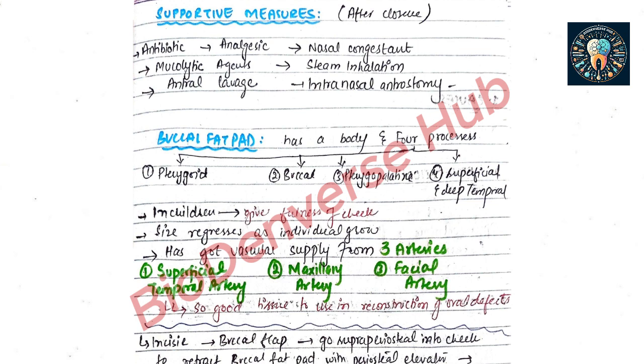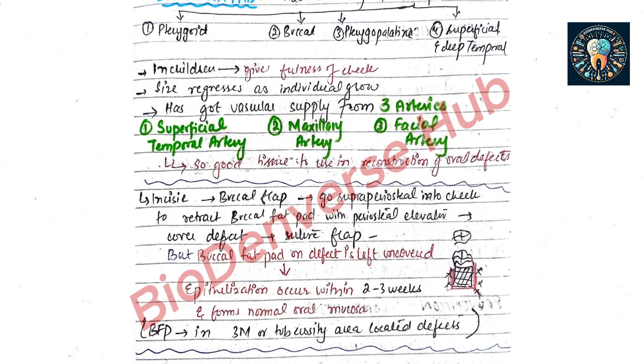So it is a very good tissue to use in the reconstruction of the oral defects. Remember that if it comes in the question, or if someone asks you why it is a very good tissue to use in the reconstruction of oral defects, you need to give these reasons, that it has a very rich vascular supply from three arteries.